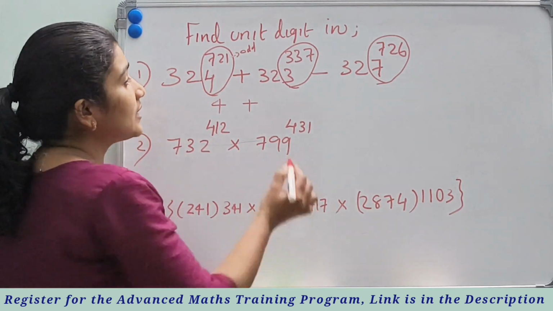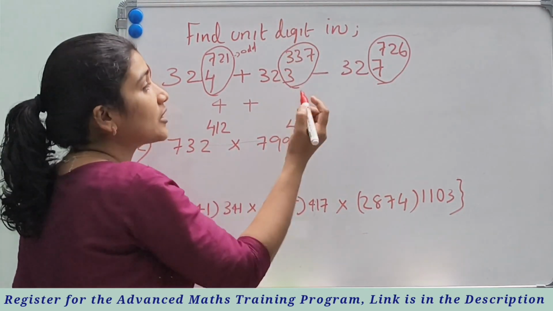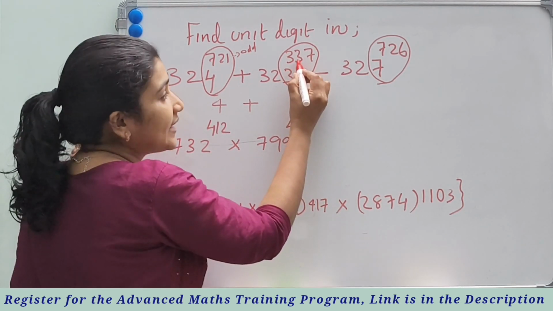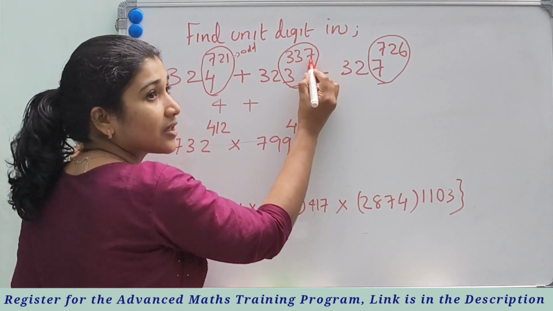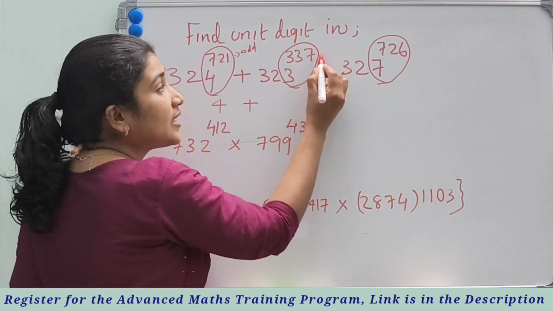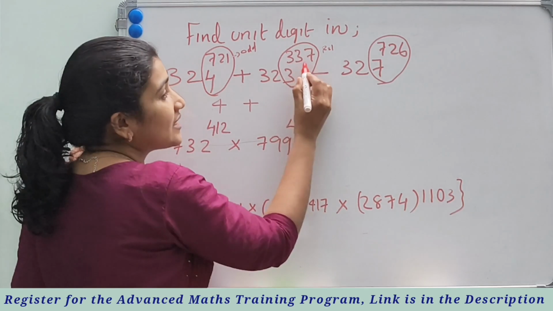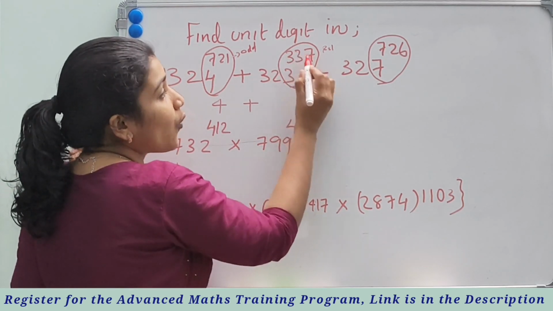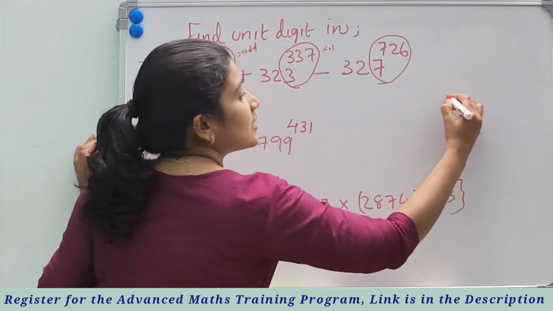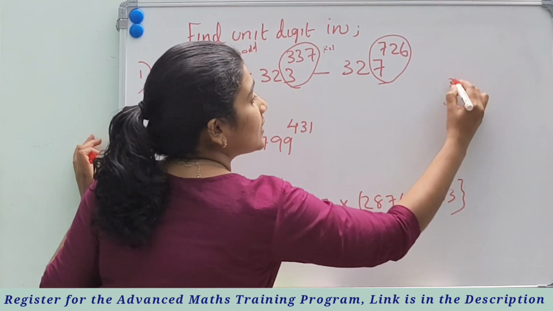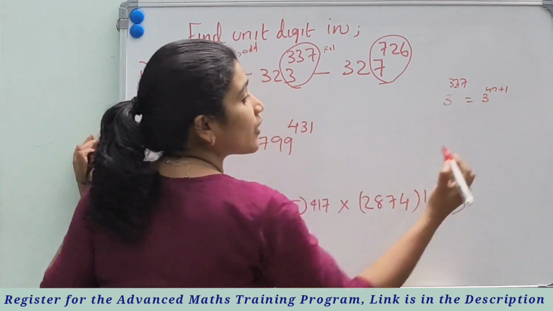Plus, here 3 raised to 337. So write it as 3 raised to 4n format. Now 4 goes 8 times in 32, remaining 1. 4 goes 4 times in 16. So the remainder is 1 here. So I can write it as 3 raised to 4n plus 1. I can write 3 raised to 337 as 3 raised to 4n plus 1 format.